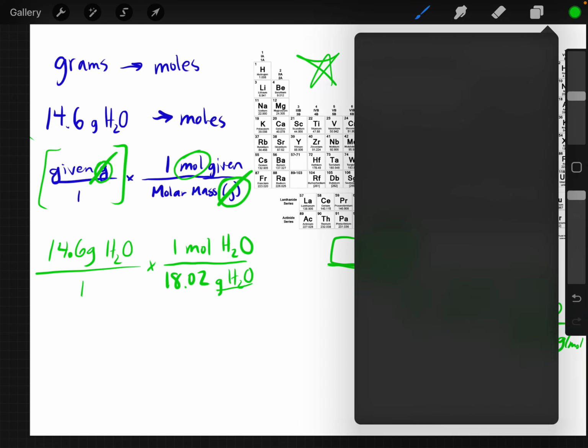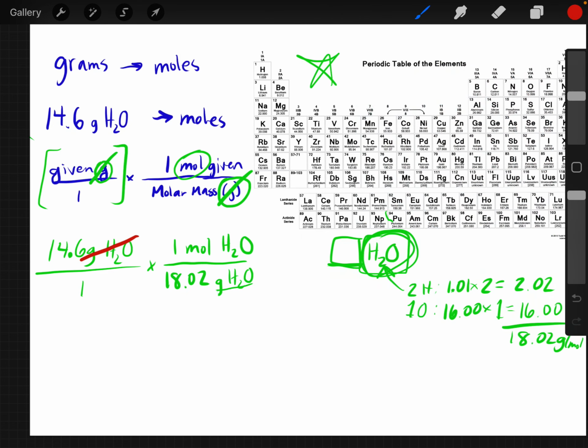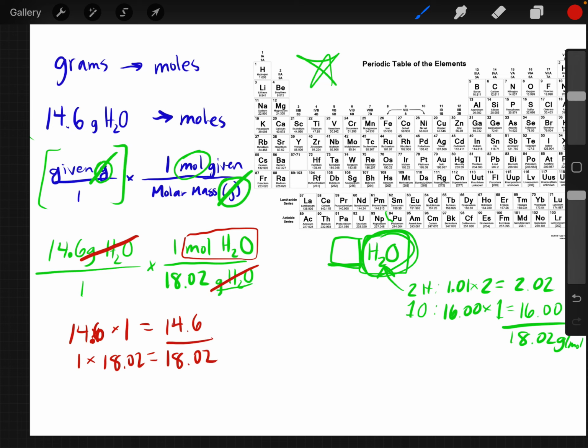Okay? Now look. My grams of water cancel out, and I'm left with moles of water. Mathematically speaking, what you're going to do, you're going to multiply the top by each other. 14.6 times 1 equals 14.6. Then I'm going to multiply the bottom by each other. So 1 times 18.02, which equals 18.02. Finally, I divide that top number that I got by the bottom number.